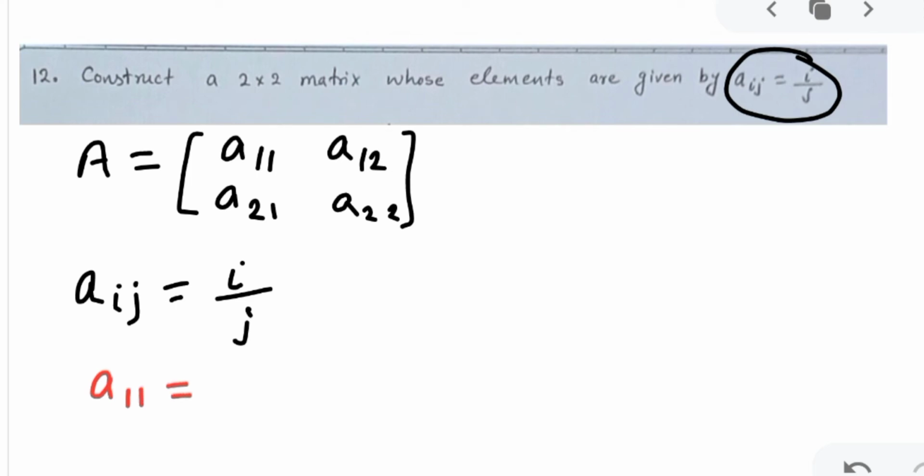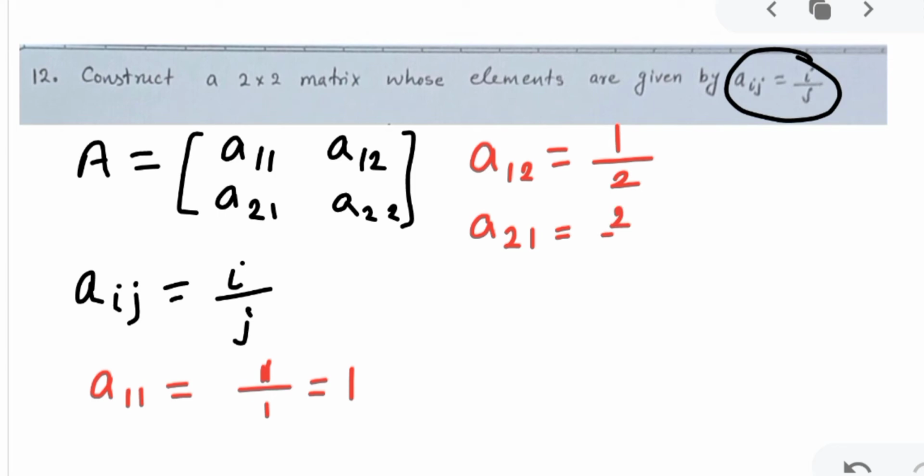A11 means the I value is 1 and the J value is 1. So 1 upon 1 will be 1 only. Correct? Now I will find A12. A12 means the I value is 1 and the J value is 2. So I upon J, 1 upon 2, will be 1 upon 2 only. Similarly, I will find A21. The I value is 2 and the J value is 1, so 2 upon 1, which I can write as 2 only. Similarly, A22 means the I value is 2 and the J value is 2. So 2 upon 2 will be nothing but 1.